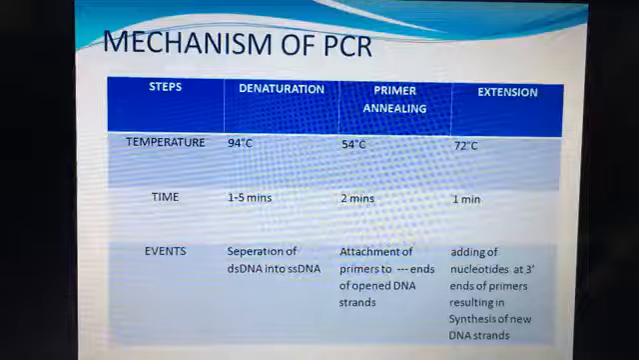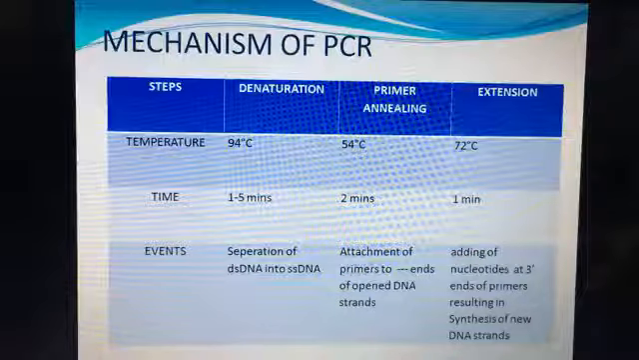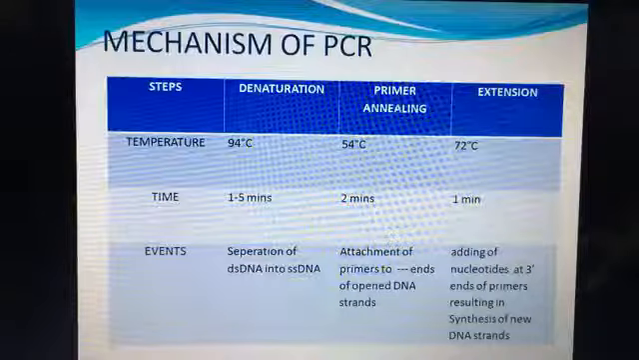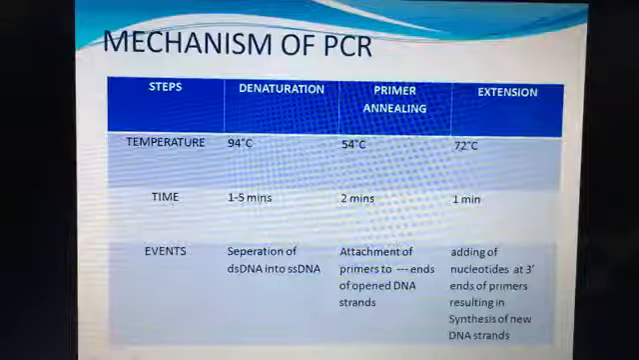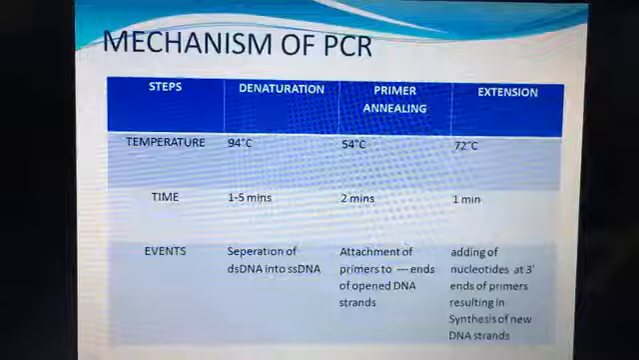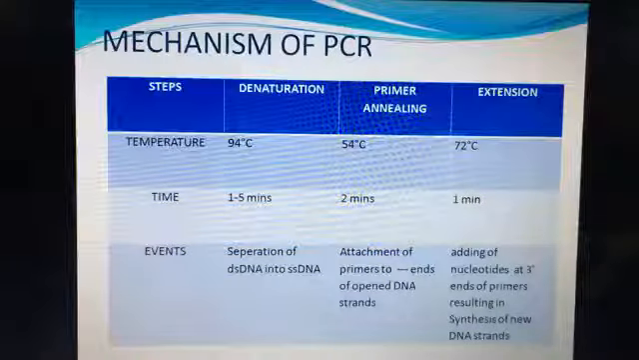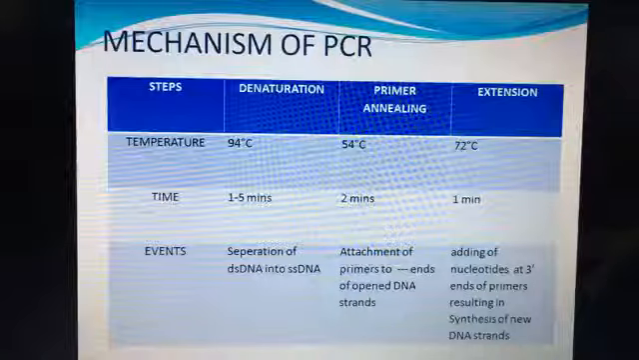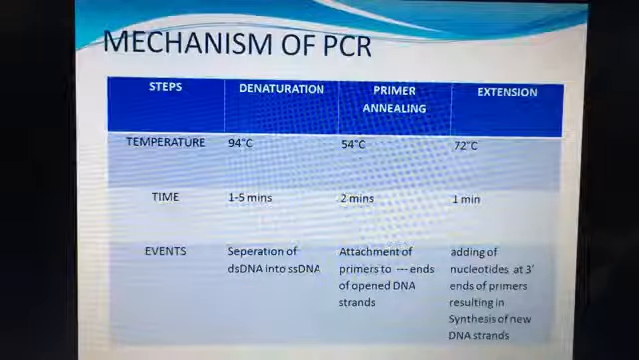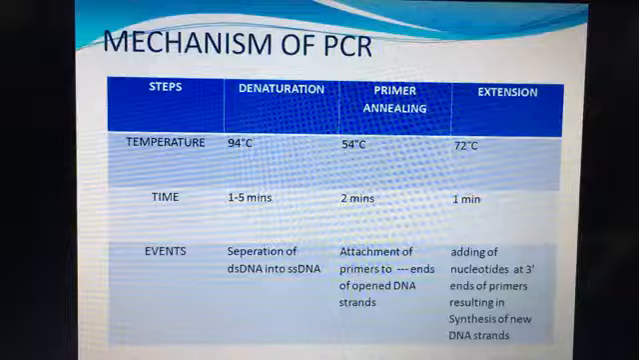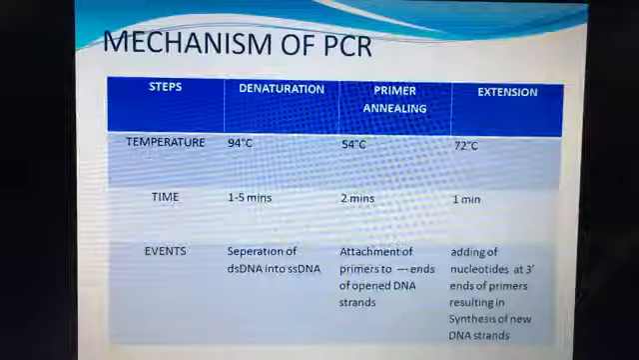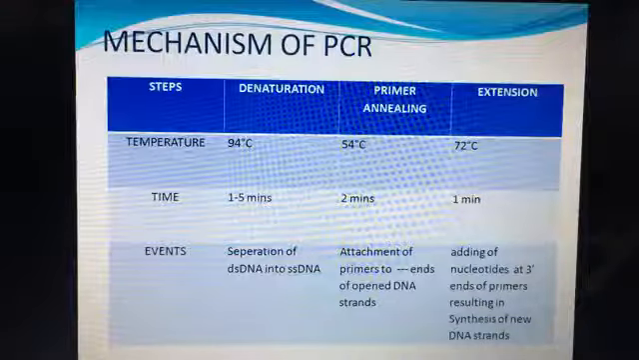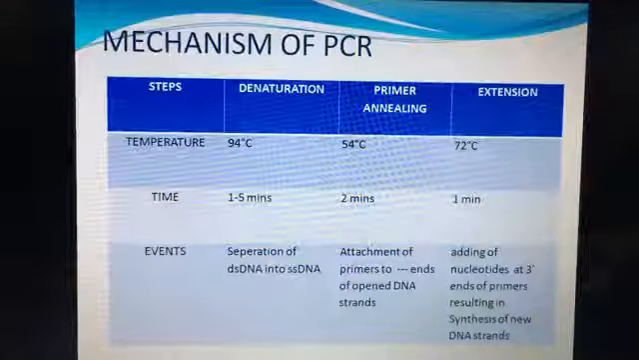During denaturation, double-stranded DNA is separated into single-stranded DNA by the breakdown of hydrogen bonds. Then primer annealing, attachment of the primer to the ends of DNA strand. Can you make a guess at which end primers are attached? 3' or 5'? Okay, the correct option is 3'. In last stage, extension, new nucleotides are added at 3' end of the primer, completing the DNA strand.